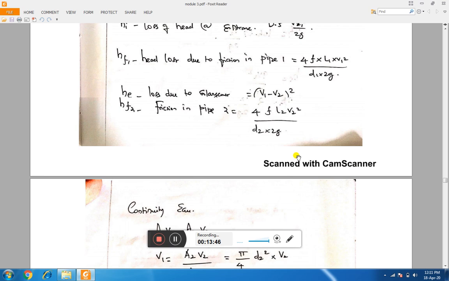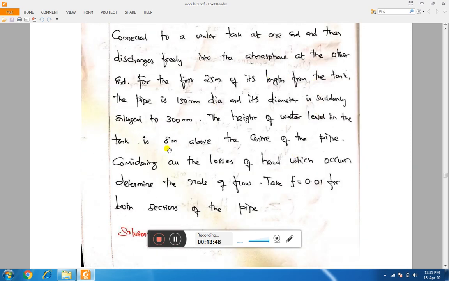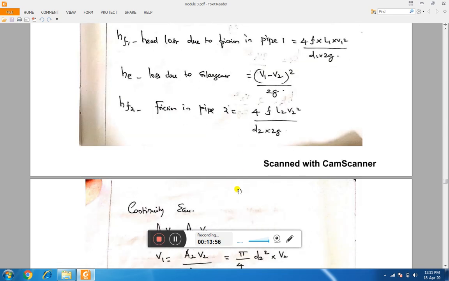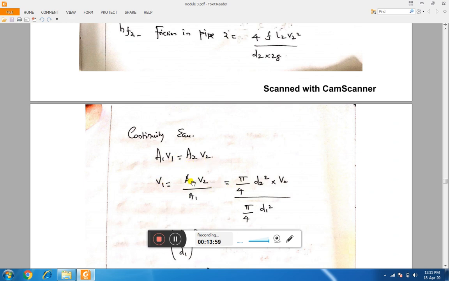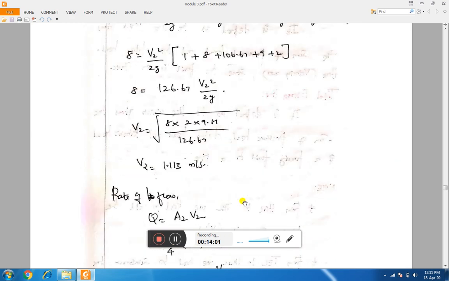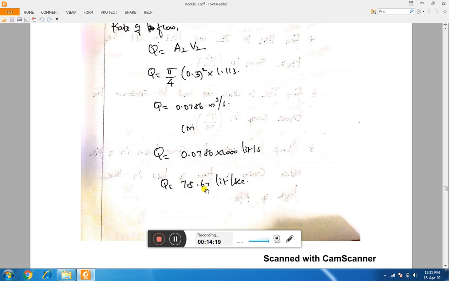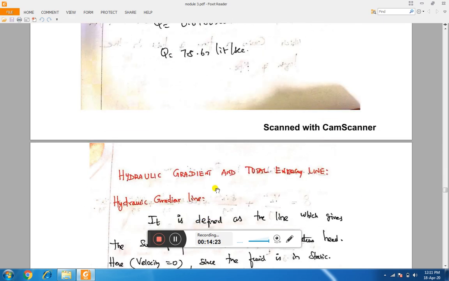Now what is the question? The question is first to find the discharge, to determine the rate of flow. So Q equals A1 V1 equals A2 V2, but we don't know V1 or V2, which is why we have done all this. So we take Q equals A2 V2 because V2 was found. The diameter at section 2 is 0.3, so pi by 4 into 0.3 square into 1.113, so we got 0.0786 meter cube per second, or 78.6367 liters per second.